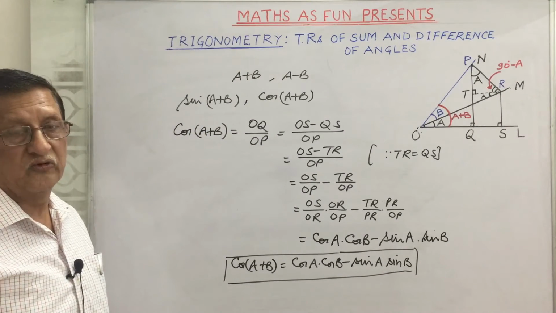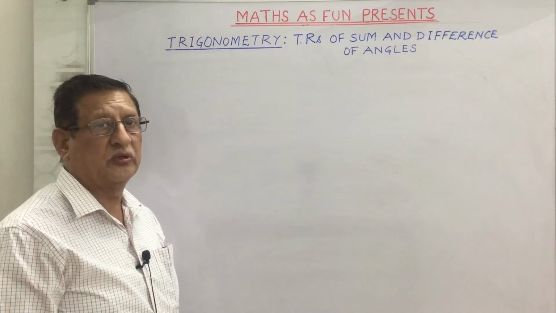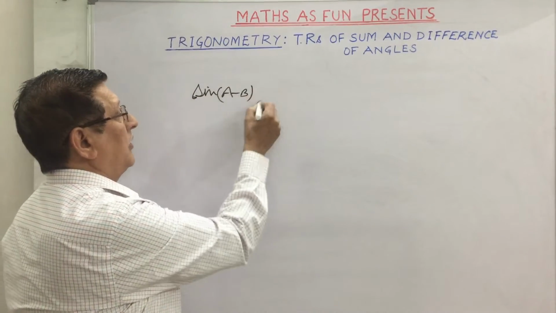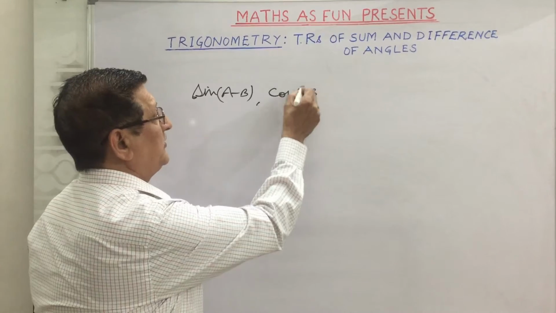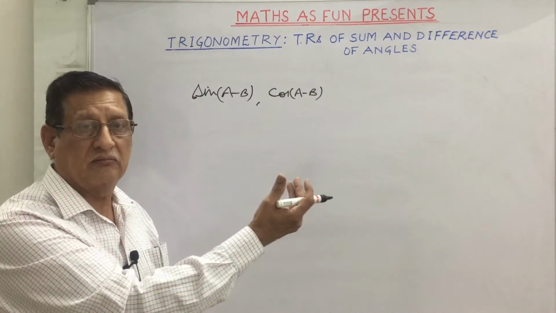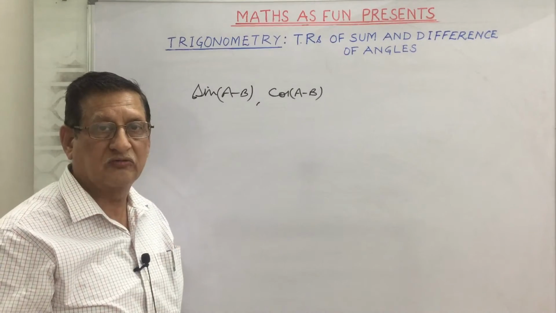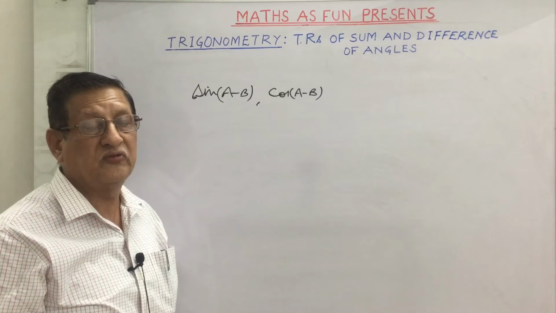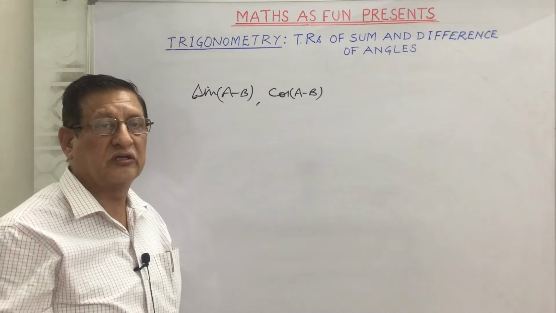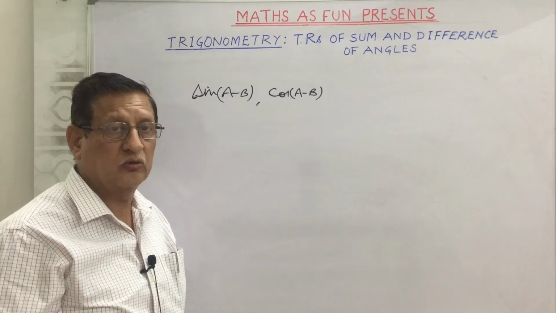Let's learn now for sine A minus B and cos A minus B. To find the formula for sine A minus B and cos of A minus B, now we have two methods. One is the same way we draw a diagram in which the angle A minus B will be shown and those triangles will be used. Another method, we can make use of sine A plus B and cos A plus B to find the formula for sine A minus B and cos A minus B. And how we can do that?